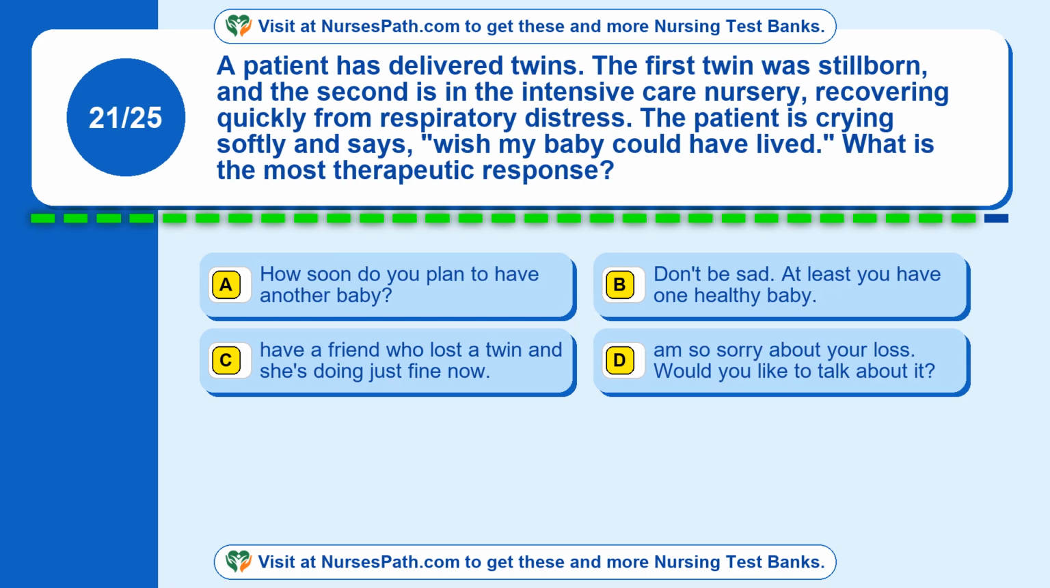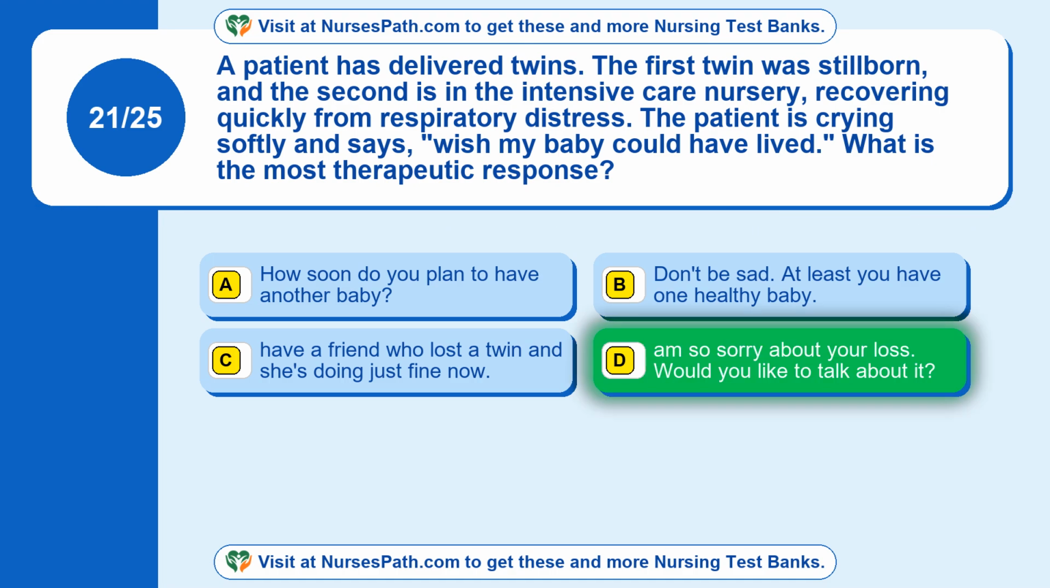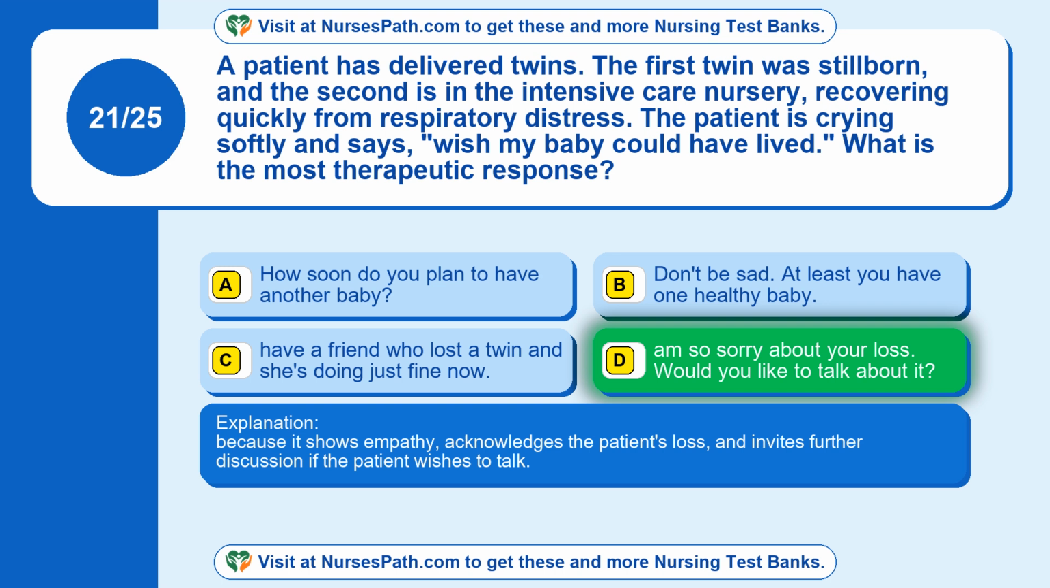Question 21. A patient has delivered twins. The first twin was stillborn and the second is in the intensive care nursery, recovering quickly from respiratory distress. The patient is crying softly and says, "I wish my baby could have lived." What is the most therapeutic response? Option A. How soon do you plan to have another baby? Option B. Don't be sad. At least you have one healthy baby. Option C. I have a friend who lost a twin and she's doing just fine now. Option D. I'm so sorry about your loss. Would you like to talk about it? The correct answer is option D, because it shows empathy, acknowledges the patient's loss, and invites further discussion if the patient wishes to talk.